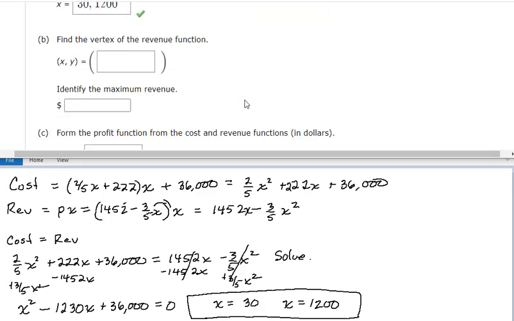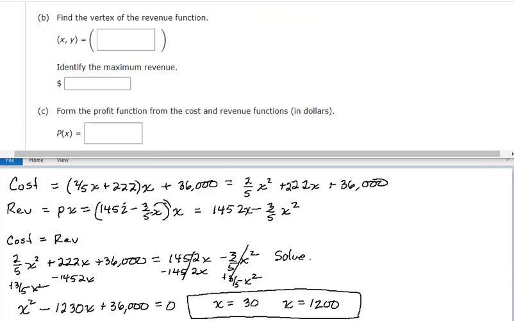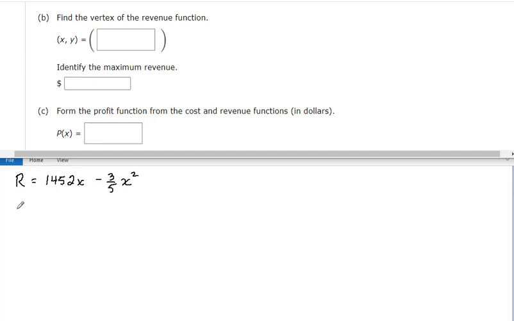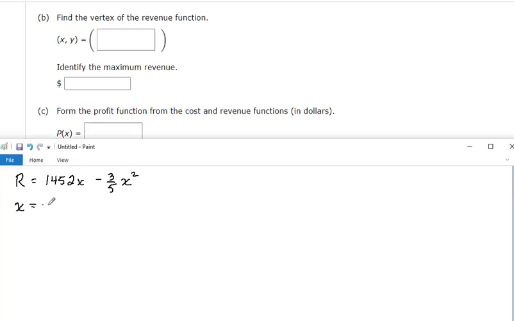Okay, moving on. Let's find the vertex of the revenue function. Okay, I've got my revenue function copied now. So to find the vertex, that happens when x is negative b over 2 times a. That's negative 1452 over 2 times a is negative 3/5. Now if you're going to put this into your calculator, you're going to have to put parentheses around that entire denominator. And then when you simplify it, you'll get 1,210. That's the x coordinate, so that's units to maximize revenue.